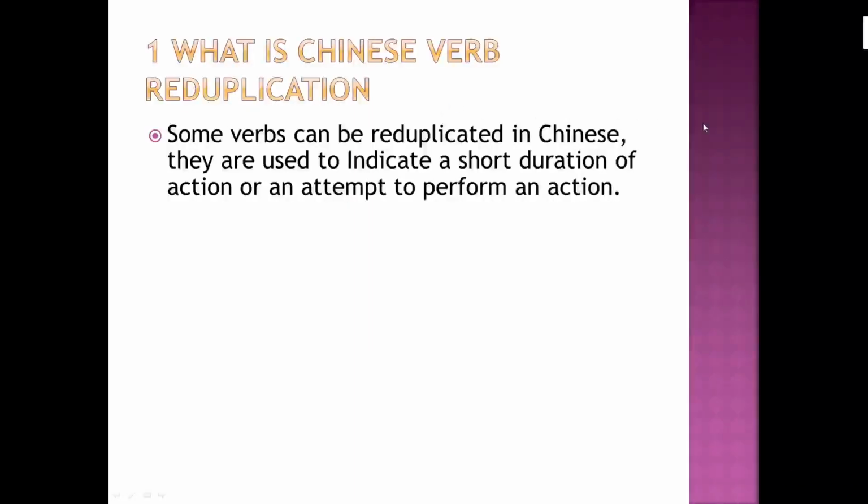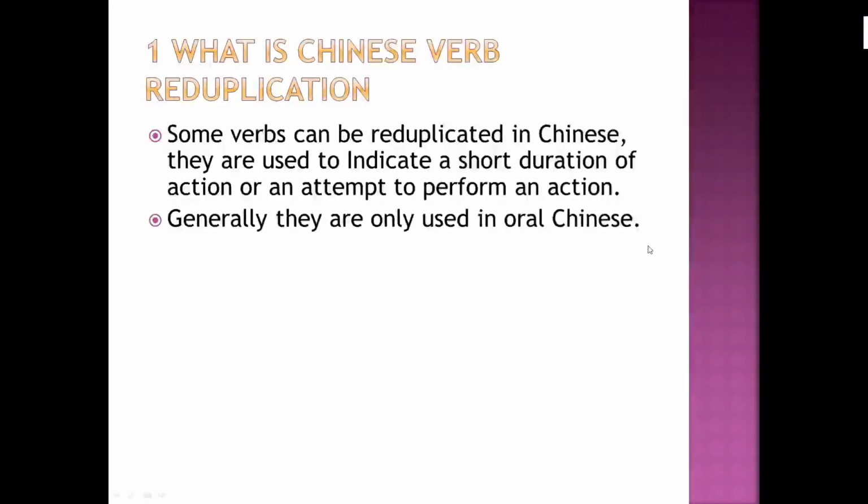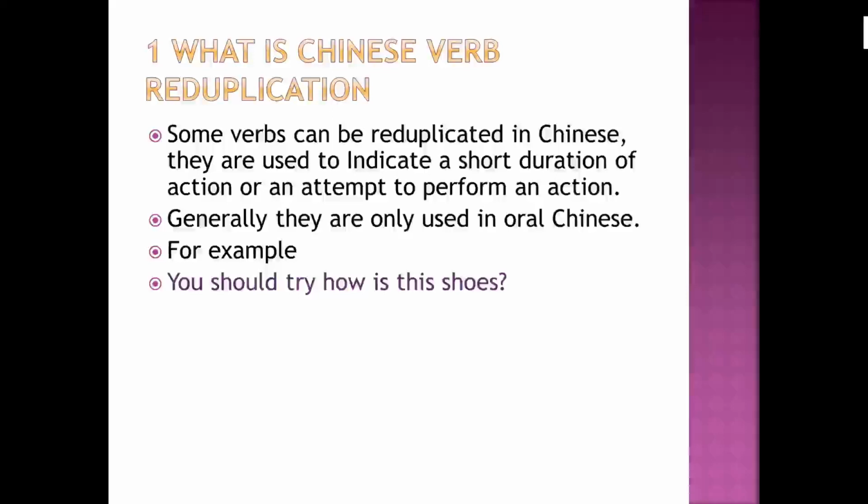So some verbs can be reduplicated in Chinese. They are used to indicate a short duration of action or an attempt to perform an action. But generally, they are only used in oral Chinese. For example, this sentence, you should try how are these shoes.